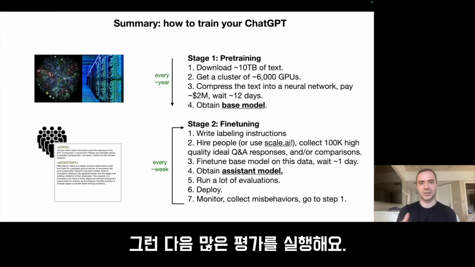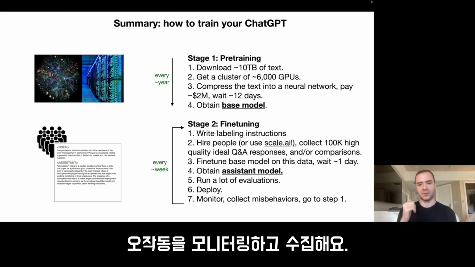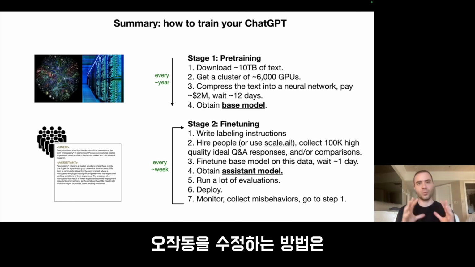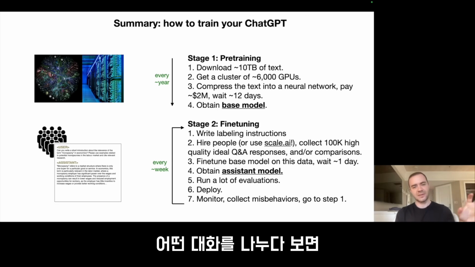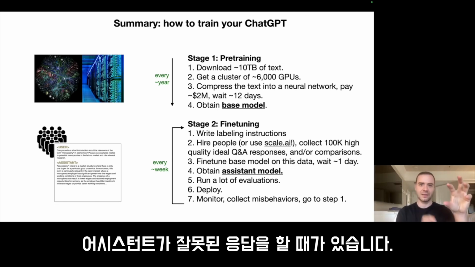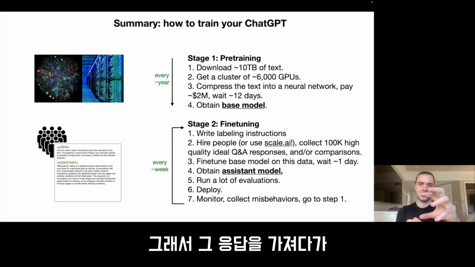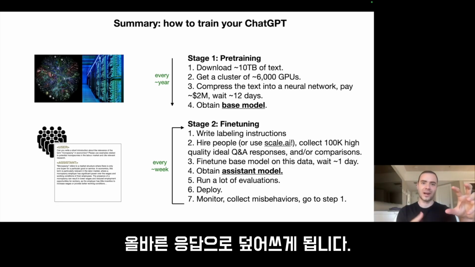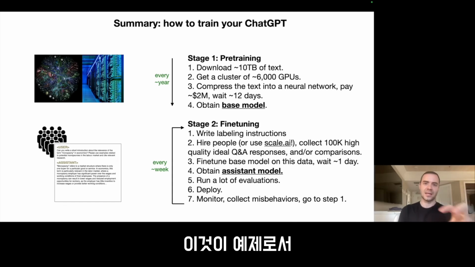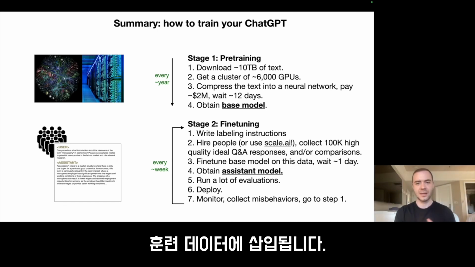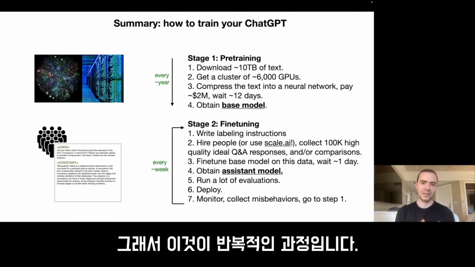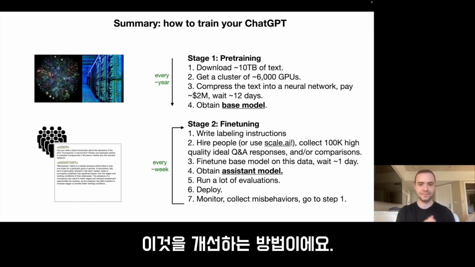Then you run a lot of evaluations, you deploy this, and you monitor and collect misbehaviors. For every misbehavior, you want to fix it, and you go to step 1 and repeat. Roughly speaking, the way you fix the misbehaviors is you take a conversation where the assistant gave an incorrect response and you ask a person to fill in the correct response. The person overwrites the response with the correct one, and this is then inserted as an example into your training data. The next time you do the fine-tuning stage, the model will improve in that situation. So that's the iterative process by which you improve this.